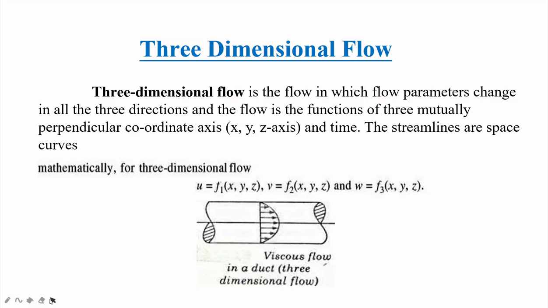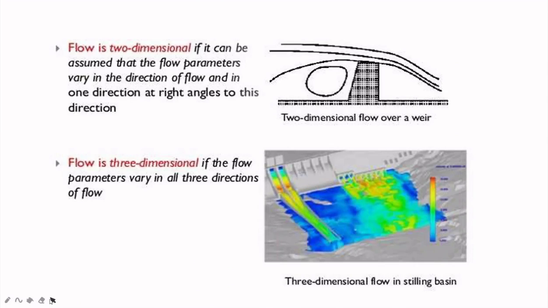So whenever we are talking about three-dimensional flow, we have to take three directions. That is, u means the velocity of that particle in x direction, v is the velocity of the particle in y direction, and w is the velocity of that particle in z direction. So whenever we take three-dimensional, u is a function f1 of x comma y comma z. If we take two-dimensional, u is a function f1 of x comma y. If we take one-dimensional, then u is equal to f1 of x. Like that it varies.